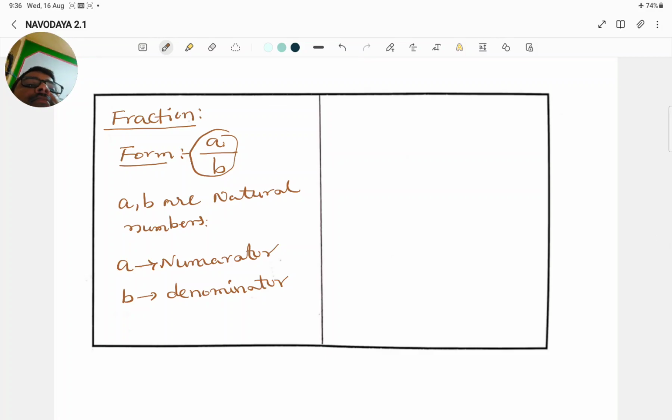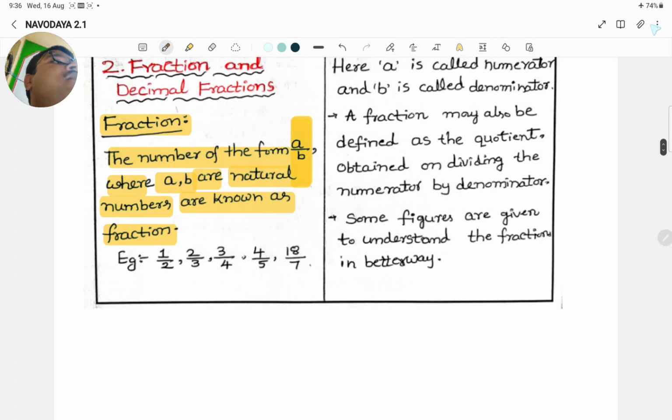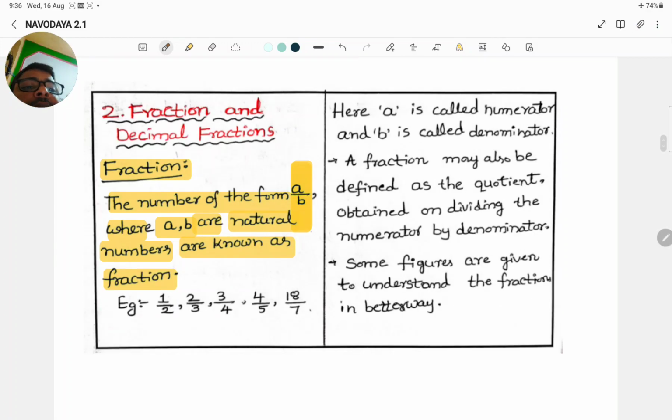See here, the form of fraction is a divided by b. A and b are natural numbers. A is a natural number, b is also a natural number. In the form a by b, a is the numerator and b is called the denominator.